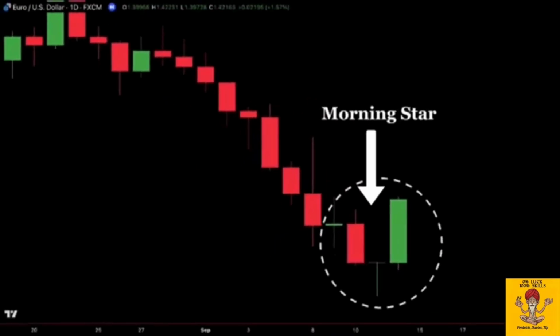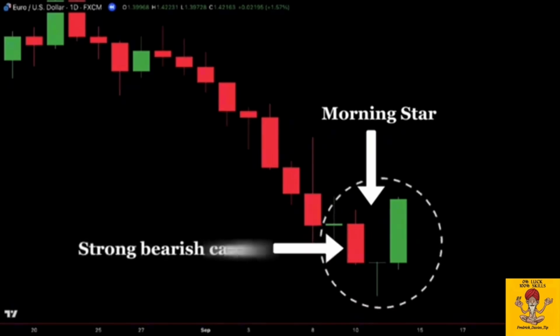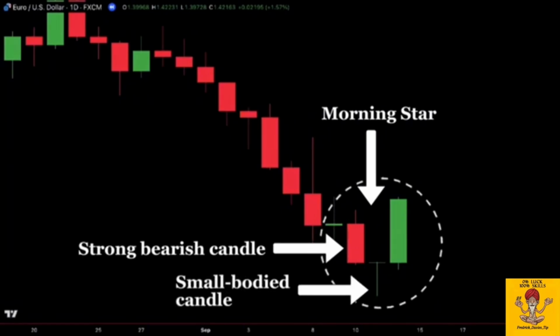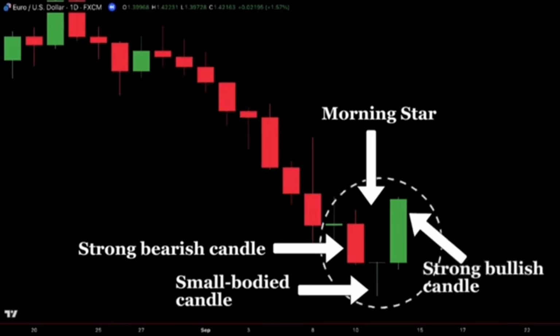The morning star is a bullish reversal pattern that signals a potential shift from a downtrend to an uptrend. It consists of 3 candles and typically forms at the bottom of a downtrend, indicating that sellers are losing strength and buyers are stepping in. The first candle is a strong bearish candle, showing that sellers are in control. The second candle is a small-bodied candle, which can be a doji or a small bullish or bearish candle, indicating indecision in the market. The third candle is a strong bullish candle that closes deep into the first candle's body, confirming that buyers have taken over.